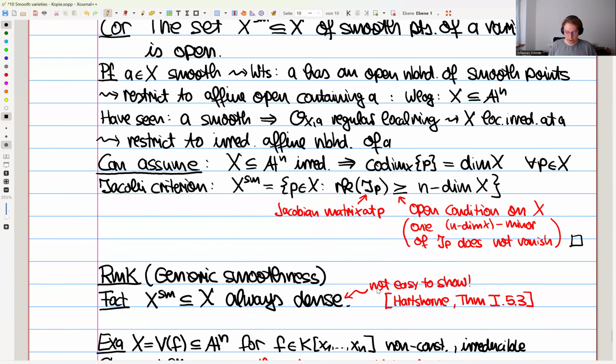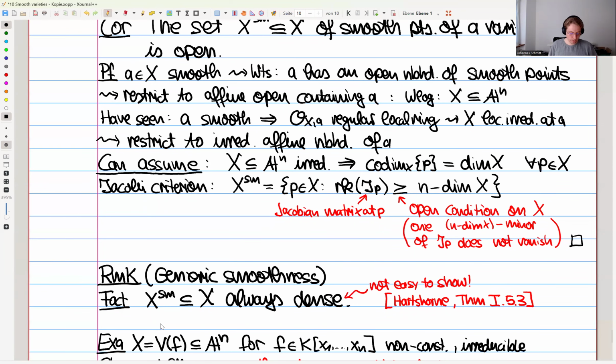And this is not super easy to show. A reference that Gathmann gives is the book Hartshorne's Algebraic Geometry. There's a theorem there which you can look up if you're interested. We don't really need this, but it's a good thing to keep in mind that being smooth is not a very crazy condition, because away from a closed set, which cannot be everything, you are always at a smooth point.